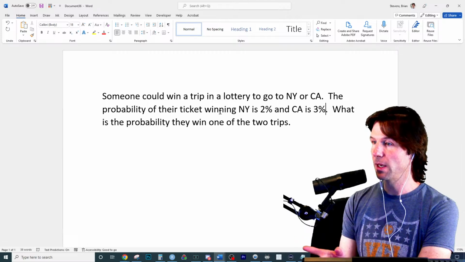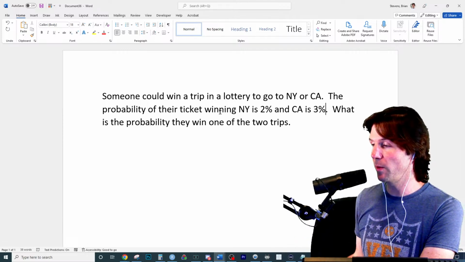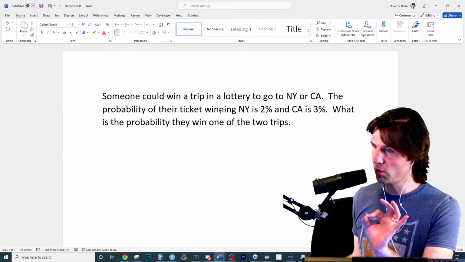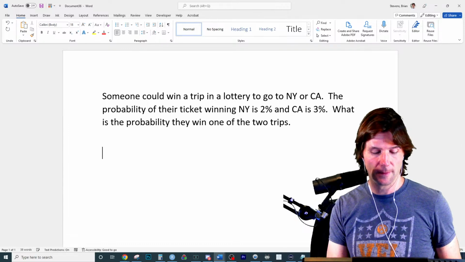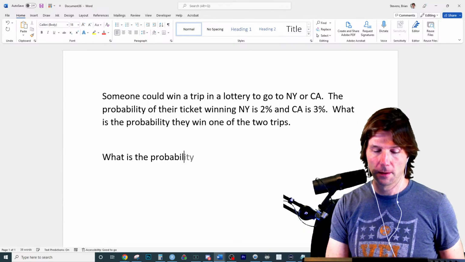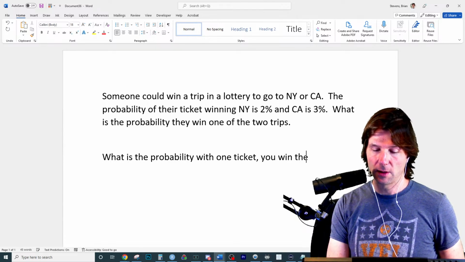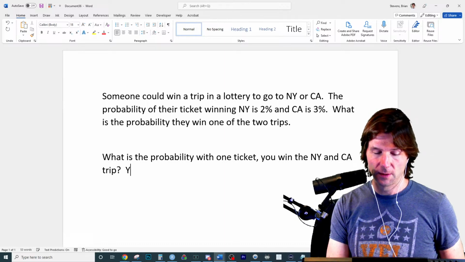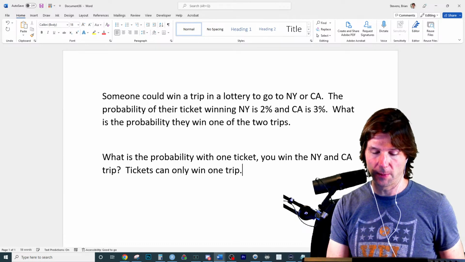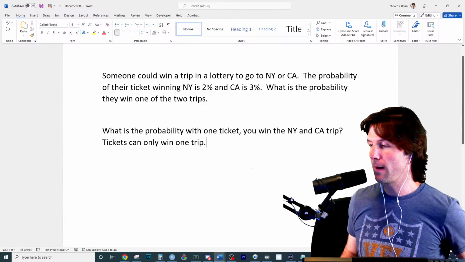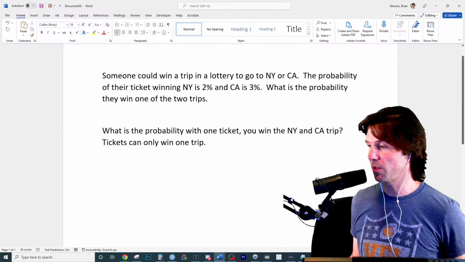Because that would be the complement. Because you'd say you either win it, 2% probability you win it, or you do not win the New York trip. So now this is interesting though. Let's try this. What is the probability with one ticket you win the New York and CA trip? Let's say right here, tickets can only win one trip. So now this one's tricky. The previous one was 98%.